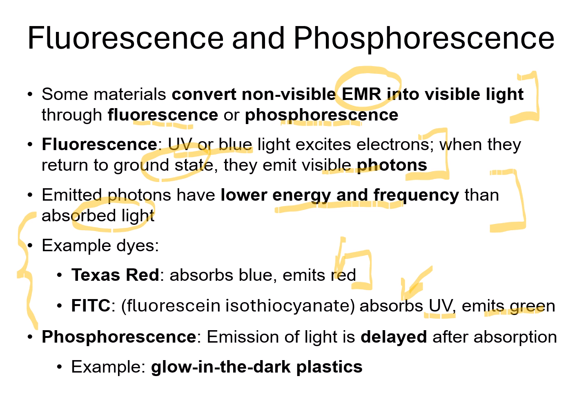There are some materials that can go through phosphorescence. This process is when the emission of light is delayed after absorption. So glow-in-the-dark plastics work this way. The photons are emitted following a delay after the absorption of the original light.